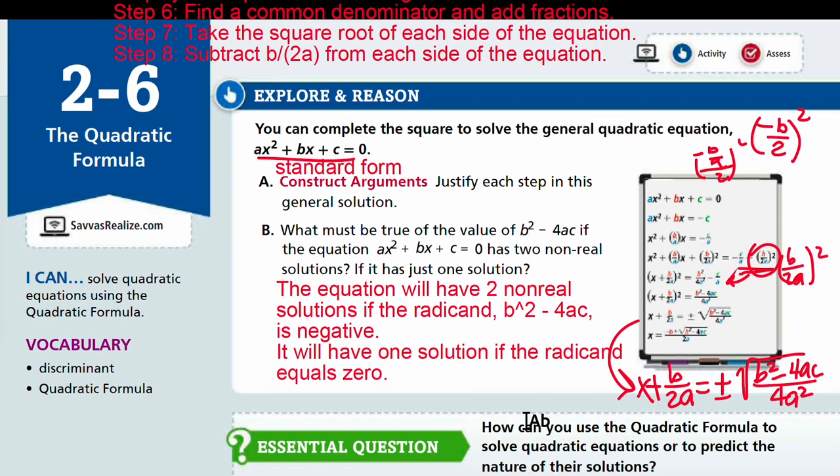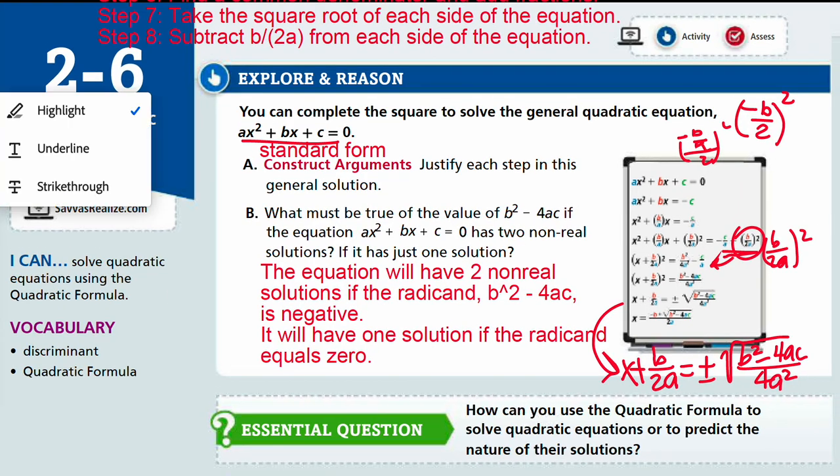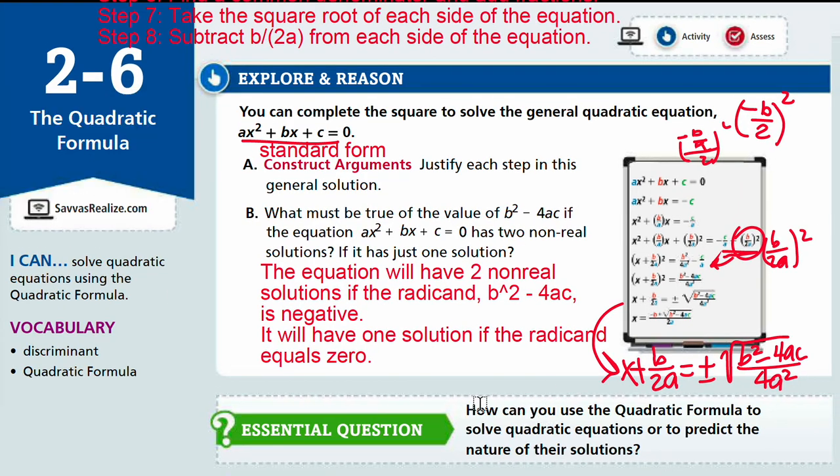Okay. So the essential question for this lesson would be, how can you use the quadratic formula to solve quadratic equations or to predict the nature of their solutions? Let's continue with example 1 in the next video.